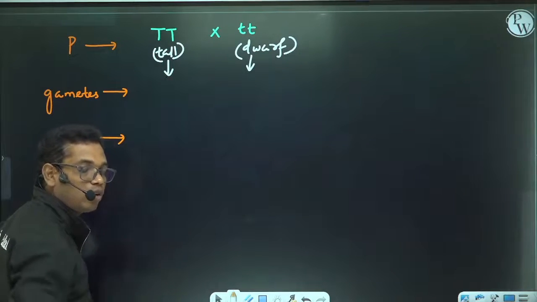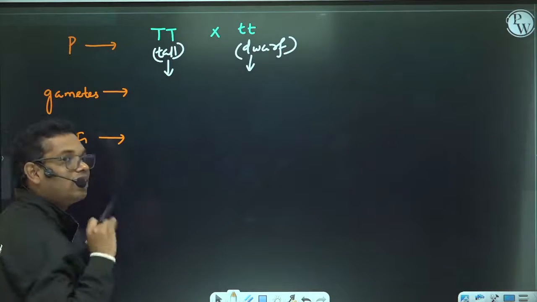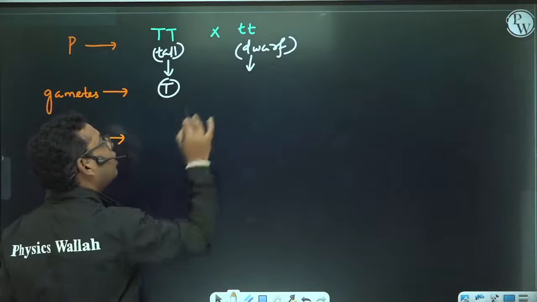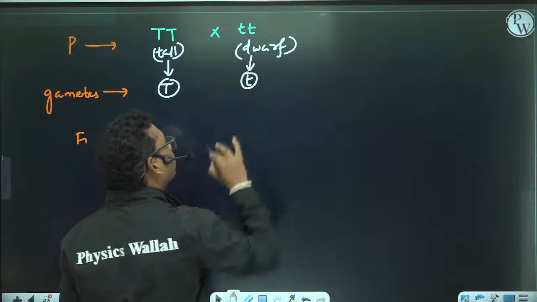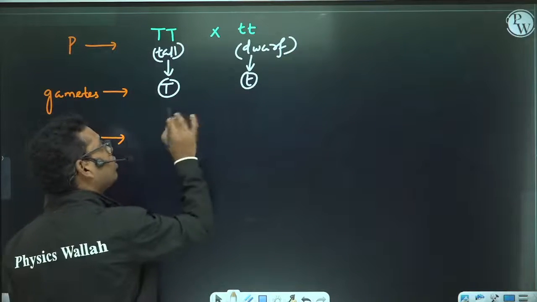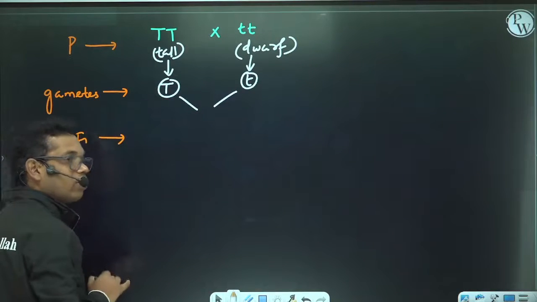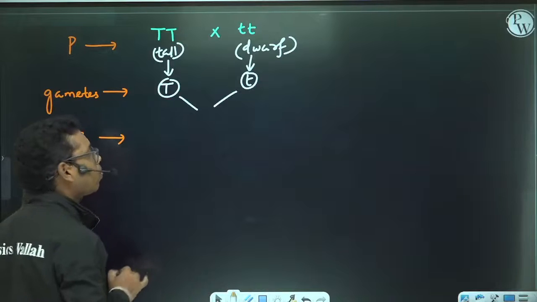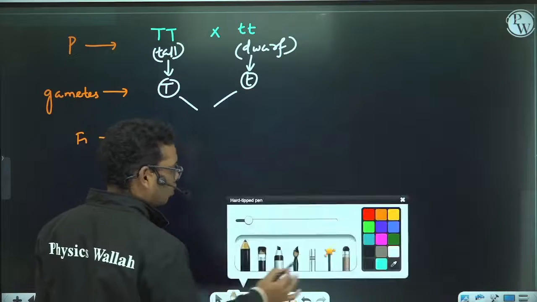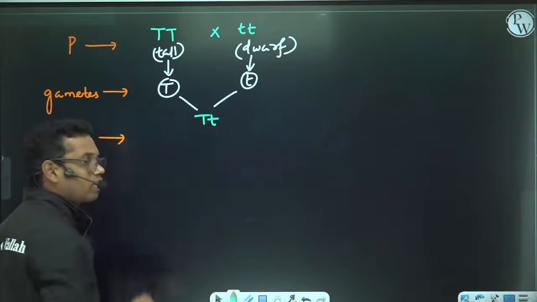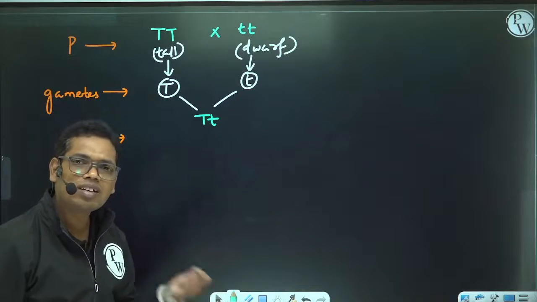From one cell four gametes will be produced, but only one type of gamete will be produced. The gamete here will have capital T, and here the gamete will have small t. These gametes will fuse with each other, and after fusion they will produce the first filial generation, which will have capital T, small t. This is the heterozygous condition, and the heterozygous condition is called the hybrid condition.